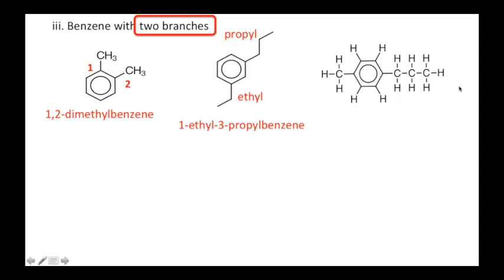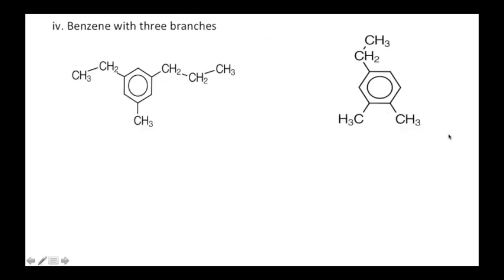Okay, what would you do with this one? That's a methyl, that's a propyl. 1-methyl-4-propylbenzene. Great. Okay, now let's go to 3 branches. Alright, so we could name our branches. We have ethyl, we have methyl, we have propyl.